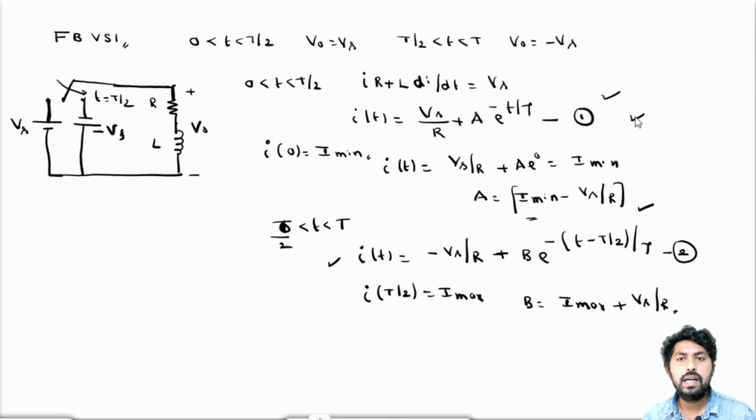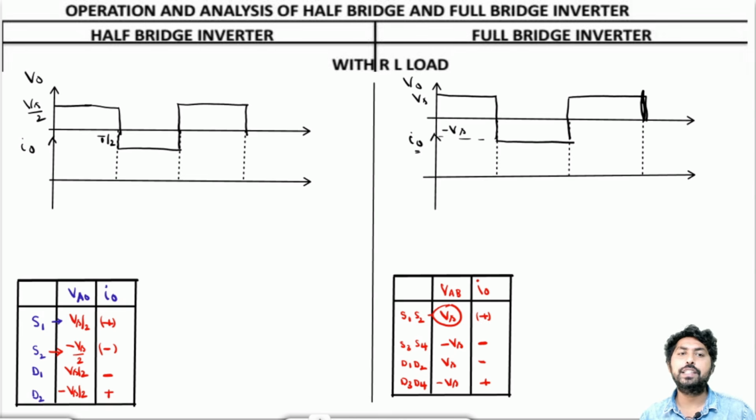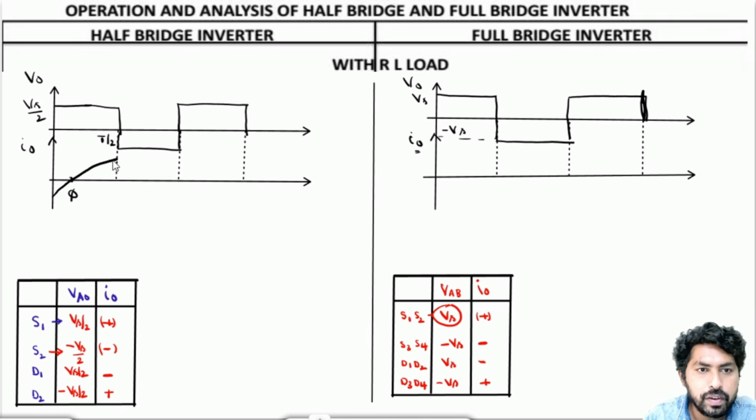So here it will be the exponential term. Let me draw the output current. The output current is exponential in nature. As we know, in case of an R load, the current lags the voltage by pi. So let me represent the angle pi here. If I draw the current in the exponential manner, it will be like this.